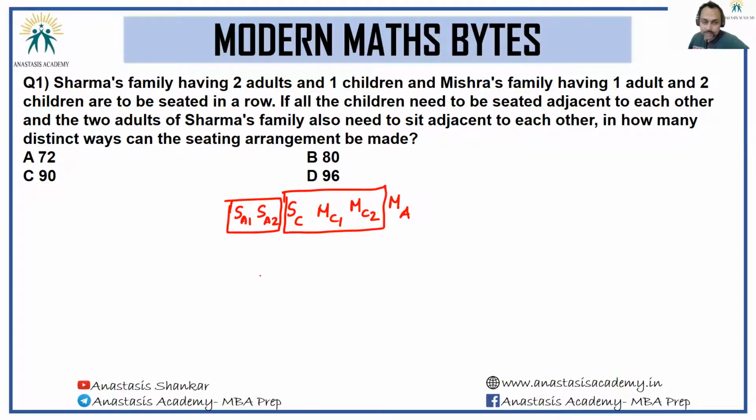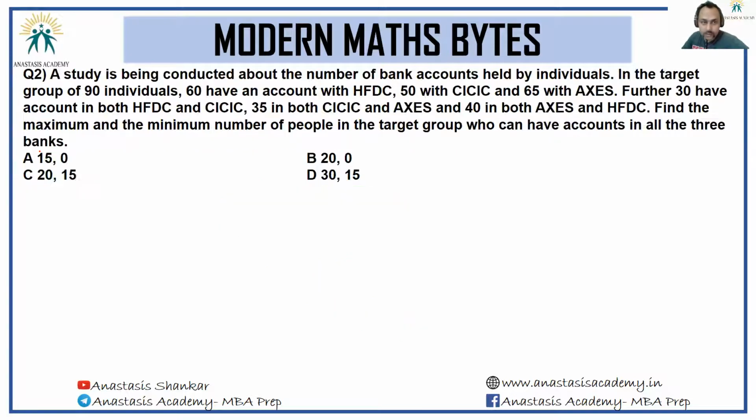So these 3 groups can be rearranged in 3 factorial ways. Now within the group of Sharma adults, they can be rearranged in 2 factorial ways. And within the group of children, they can be rearranged in another 3 factorial ways. So altogether we get 6 into 2 into 6, or 72 total ways. Answer should be option A.